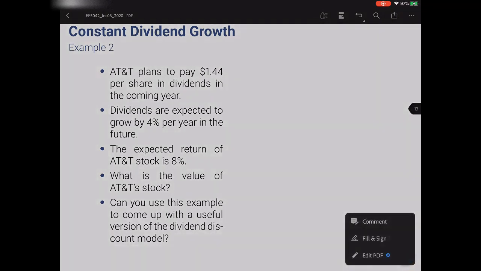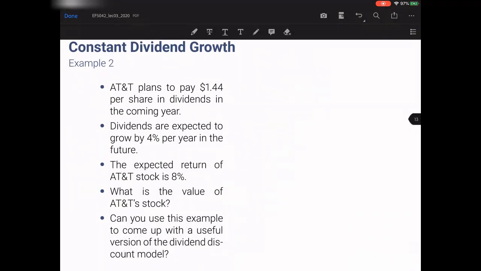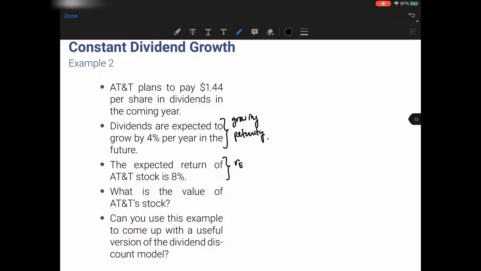So this point should already give you a sense of what we're trying to do. We're trying to actually use a growing perpetuity, right? We're trying to use this perpetuity idea and impose it onto our dividend discount model. So start thinking about what a perpetuity is. A growing perpetuity. All right, so the expected return on the AT&T stock is 8%. So this is just saying that the cost of capital for equity stakeholders is 8%. So we're just going to write RE equals 8%.